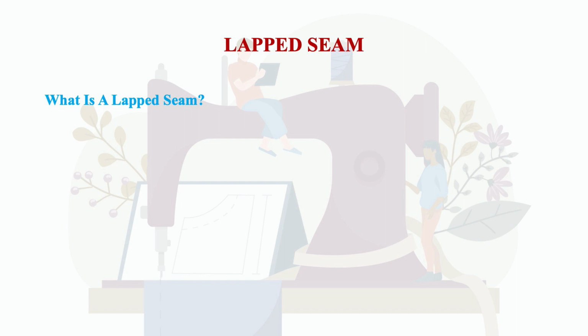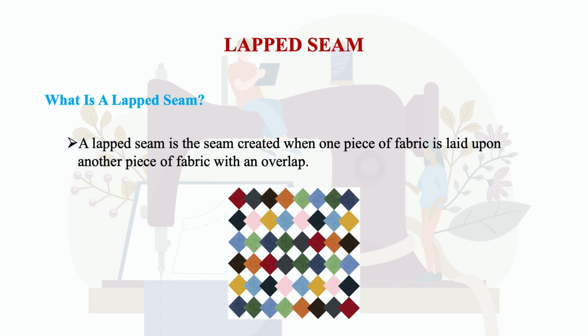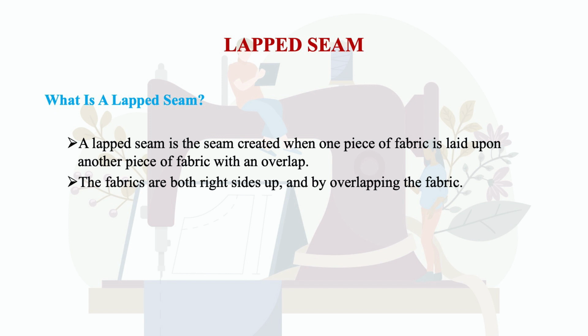First, let's talk about the lapped seam: what a lapped seam is and why it is used. We can say a lapped seam is the seam created when one piece of fabric is laid upon another piece of fabric with an overlap. As you can see by the name, it is called the lapped seam. Lapped means something overlapping each other. The fabrics are both right side up, overlapping each other. So this is basically what a lapped seam means.